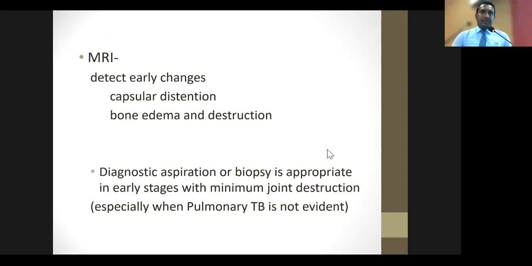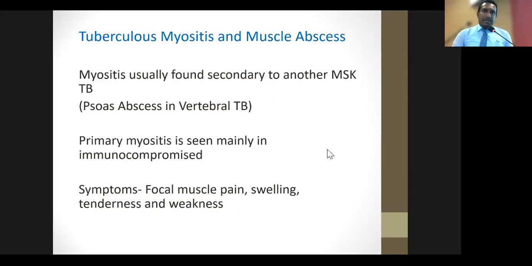Diagnostic aspiration and or biopsy is appropriate, which we couldn't do in our patient with a failed attempt, but it's appropriate to do a biopsy or aspiration to get a microbiological or histological diagnosis.